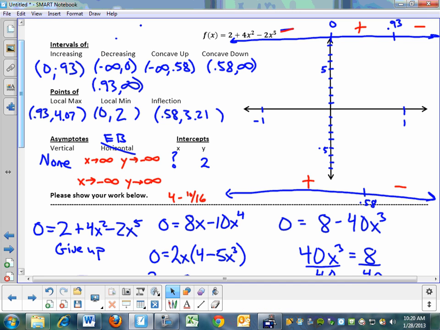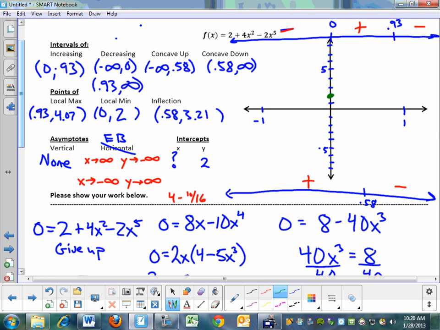Okay. All right, I'm going to plot the points. I'm going to start by plotting. I don't know any of my x-intercepts. I know my y-intercept is (0, 2). I have a local max at (0.93, 4.07). So 0.93 and 4.07, so right about there.